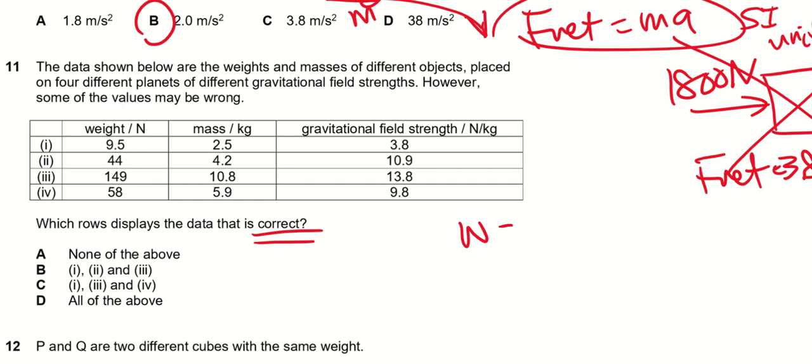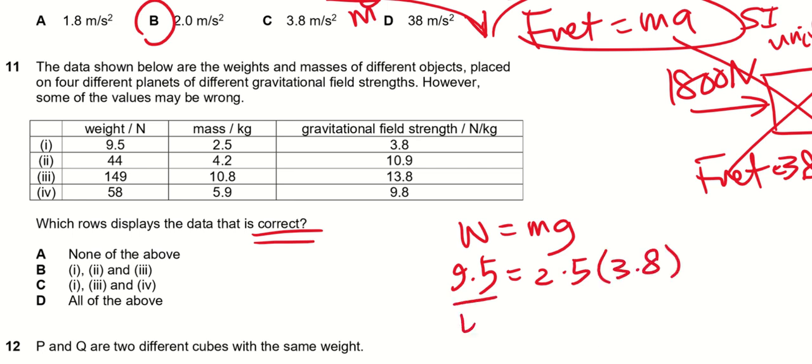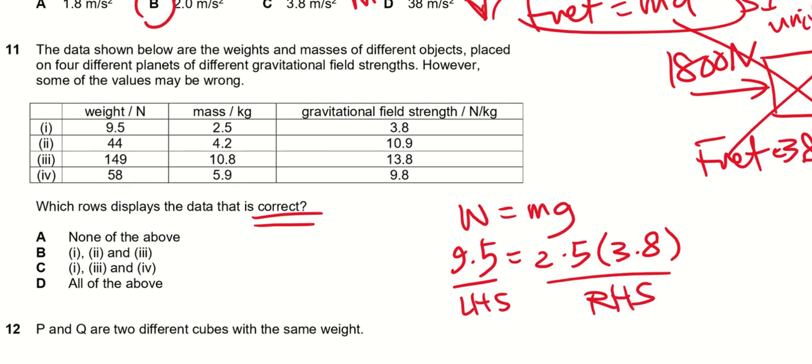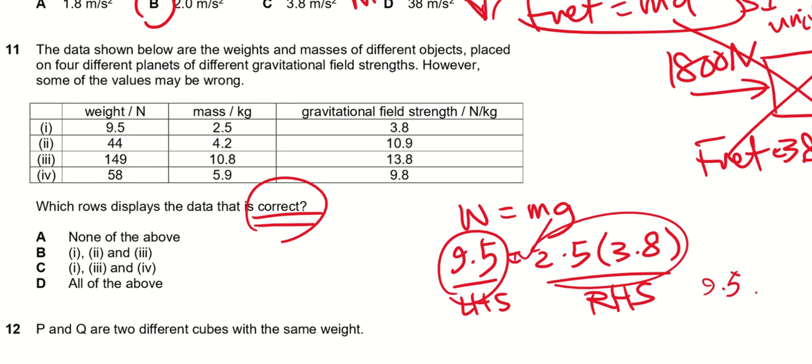So the formula here is W equals to mg. So this is very tiring. I just put every value inside. So my left hand side must be equals to right hand side in order for it to be true. So you can find the values. If they are correct, like left hand side is 9.5, and if 2.5 multiplied by 3.8 I also get 9.5, then this is true. Okay, so you work it out yourself. The answer is C. Please check it out yourself.